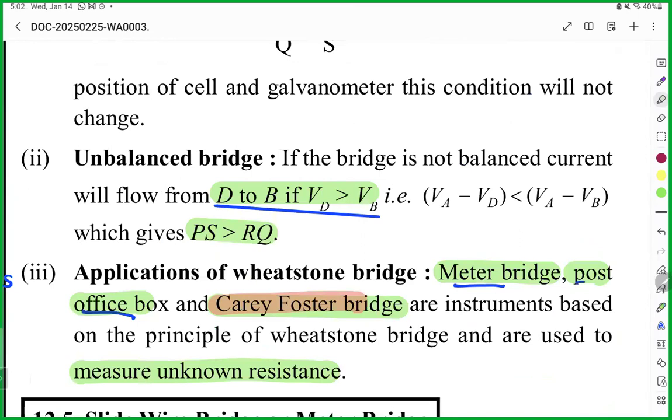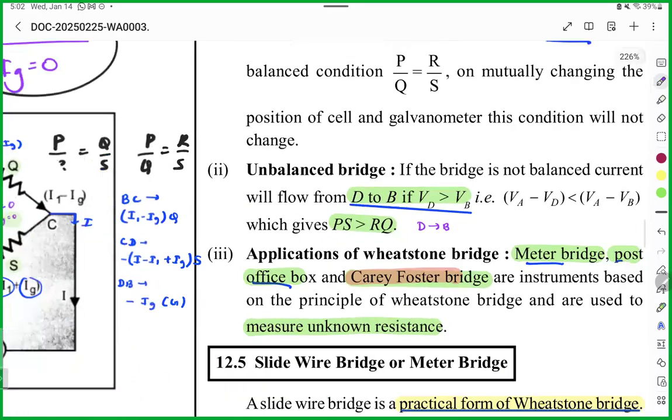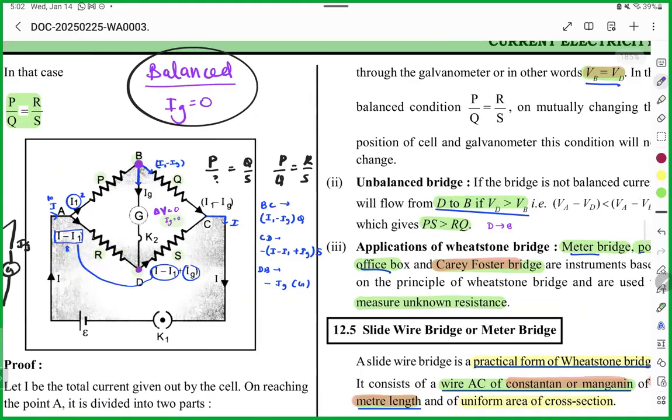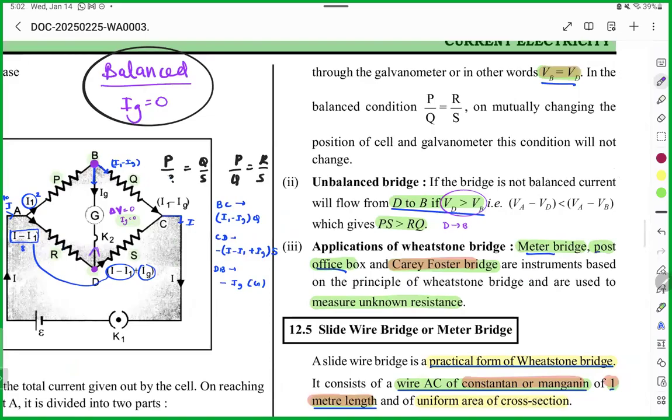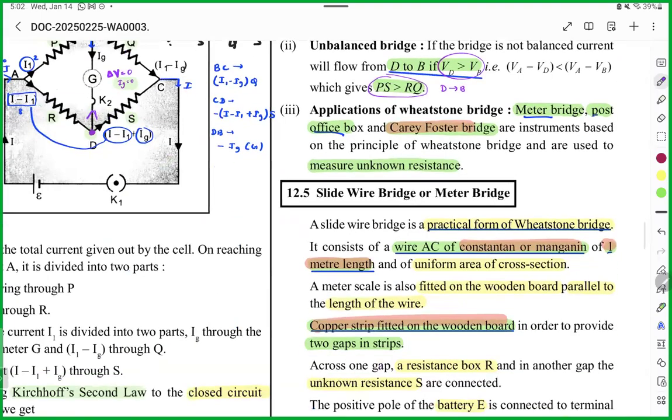Example, if current is going from D to B, that means lower to up, D to B, upward direction. What will happen? Then the lower potential will be more, and your P and S multiplication will be more. Don't get too much into it. Leave it, this is not required.